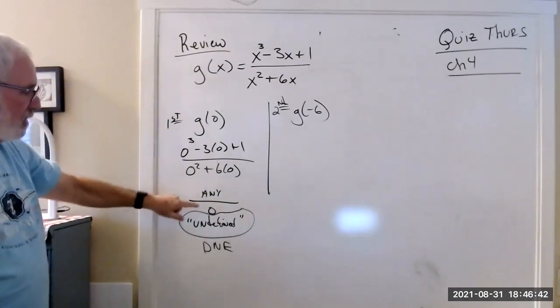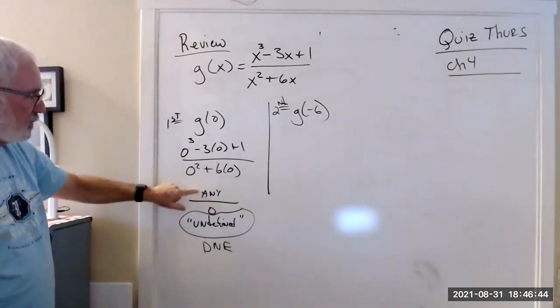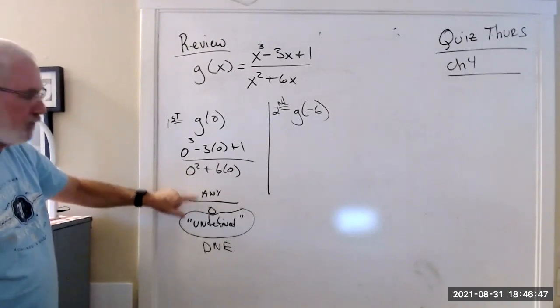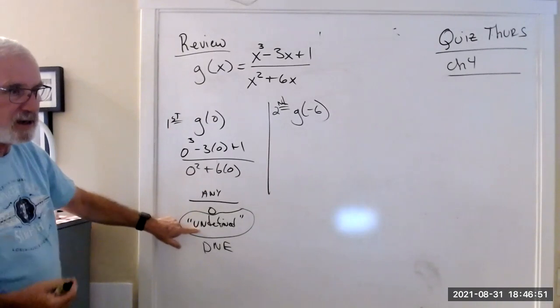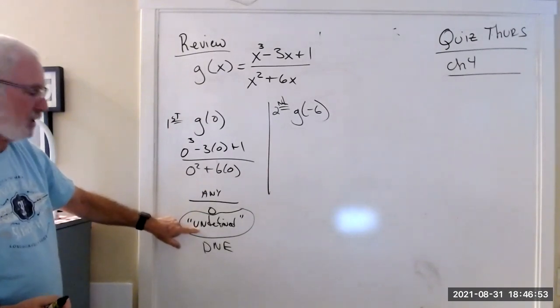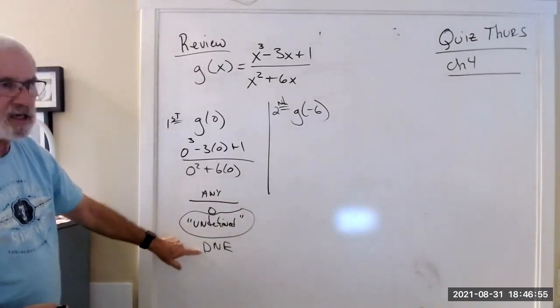But anyway, the key here is regardless of the numerator, it doesn't matter what that is. If the denominator is 0, the technically correct answer is undefined, but a whole lot of people, including MOM, write DNE. Does not exist.